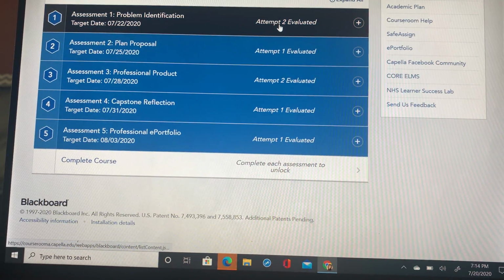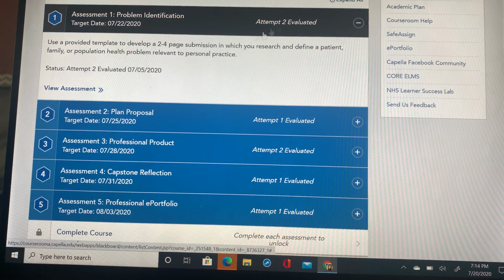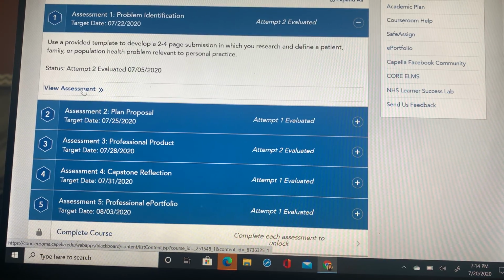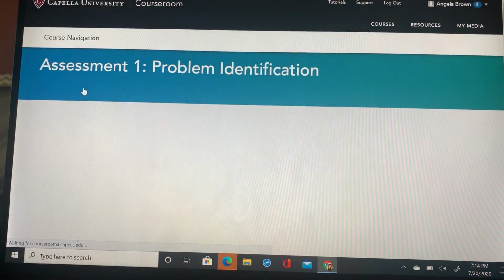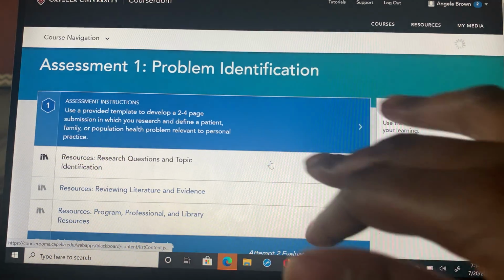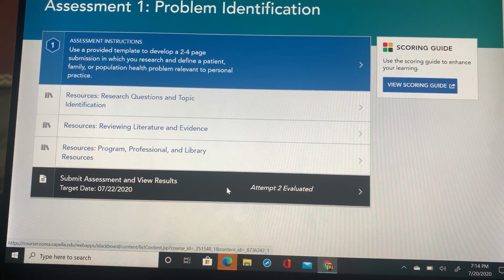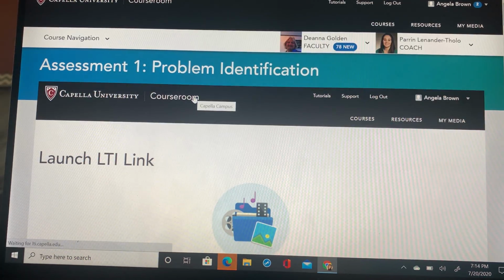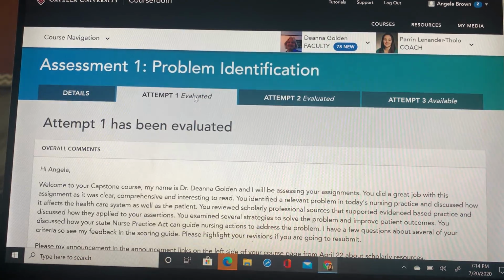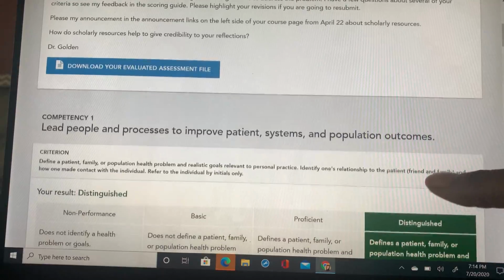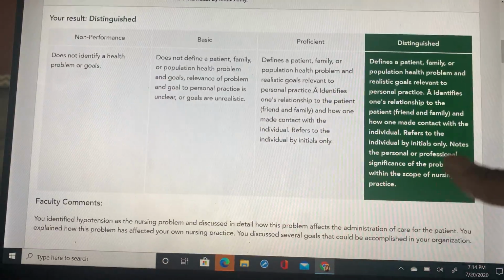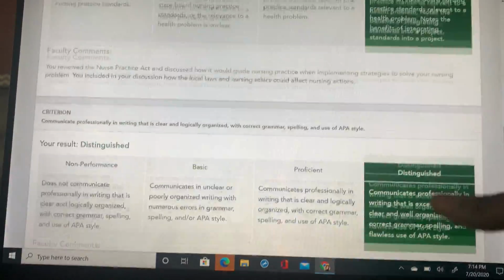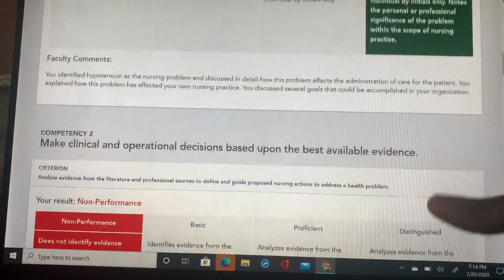While we're here, we might as well look at this one, problem identification. This was another 2 to 4 page paper. I remember having to submit this twice, but I did, so let's check it out. The first one. What did I do? Okay, a basic and a non-performance.